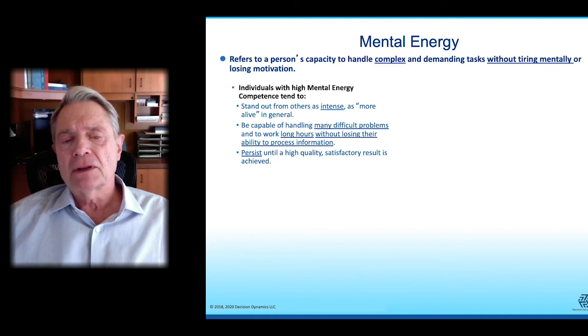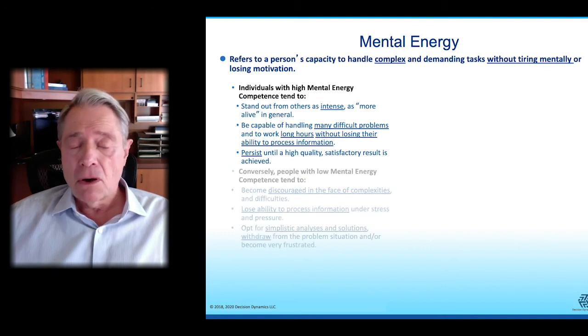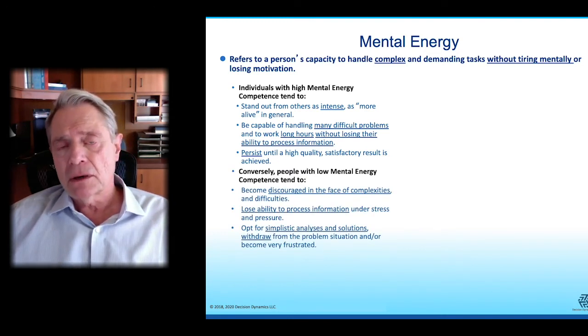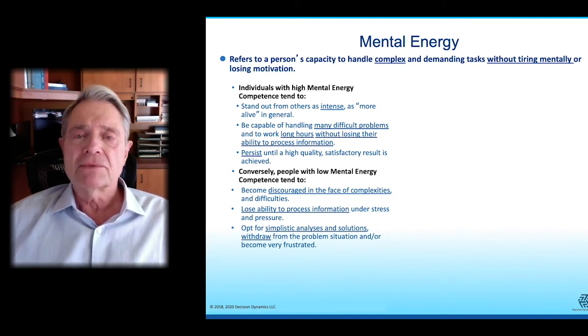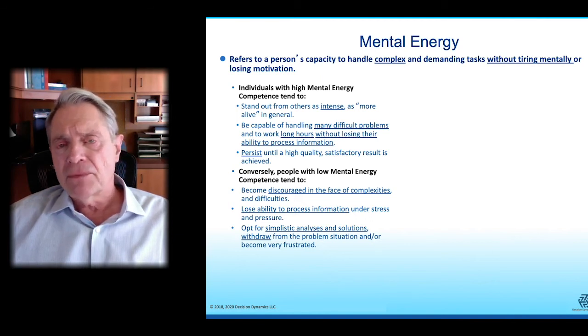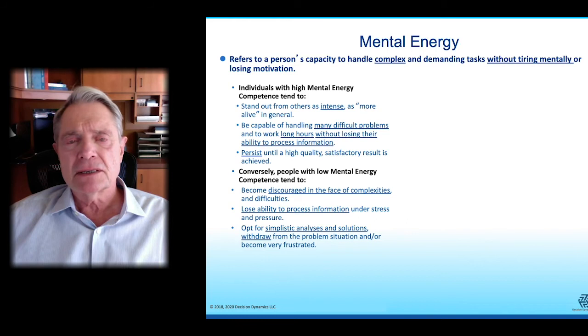They tend to be able to handle many difficult problems and work long hours without losing their ability to process information, and they tend to persist until they achieve a high quality result. On the other hand, people with low mental energy tend to become discouraged in the face of complexity. They'll lose their motivation, they'll lose their ability to process information, and they may opt for simple solutions, simple analyses that miss important facets of an issue, or they may simply withdraw and put their attention on other things and leave other important tasks undone or incomplete.